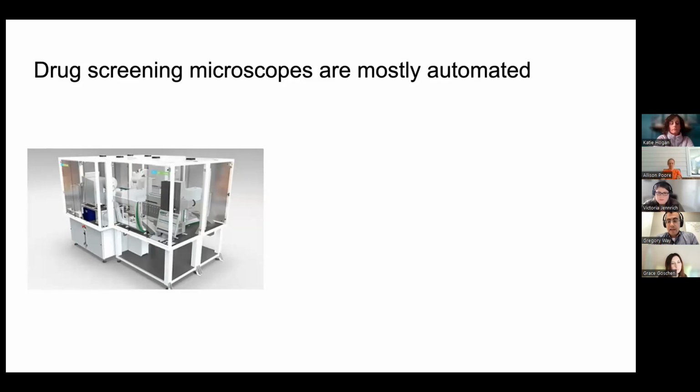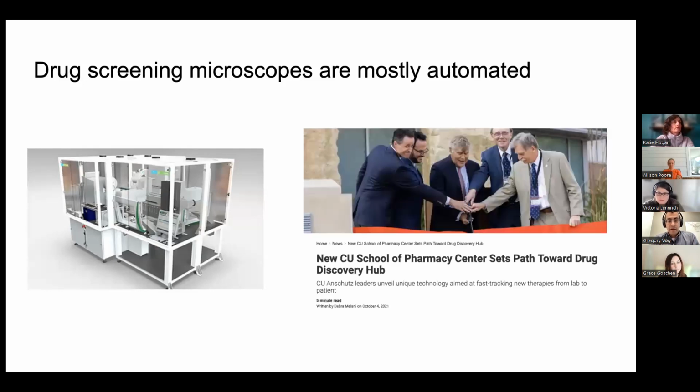It turns out that Anschutz has one of these, and it's had one for a couple years now. This is built by Perkin Elmer. The School of Pharmacy just received funding to put this up, and we know the folks over there who are regularly performing these high throughput experiments, that maybe some of you on this call have actually used.